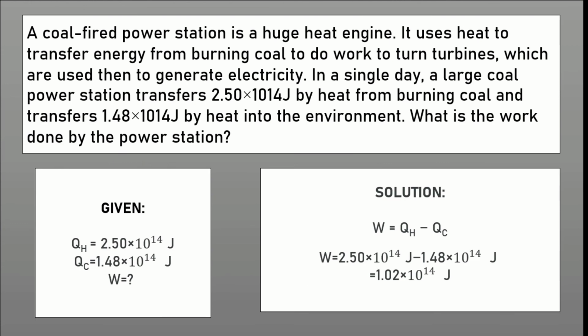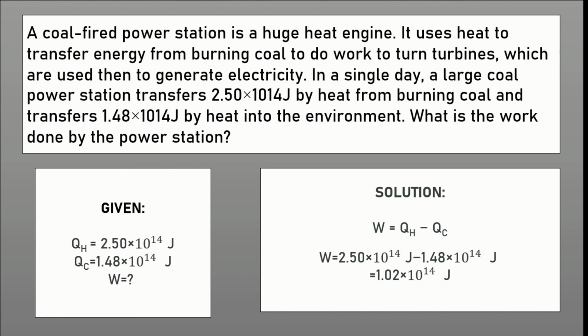Exercise problem number 3. A coal-fired power station is a huge heat engine. It uses heat to transfer energy from burning coal to do work to turn turbines, which are then used to generate electricity. In a single day, a large coal power station transfers 2.50 times 10 raised to 14 joule by heat from burning coal and transfers 1.48 times 10 raised to 14 joule by heat into the environment. What is the work done by the power station?